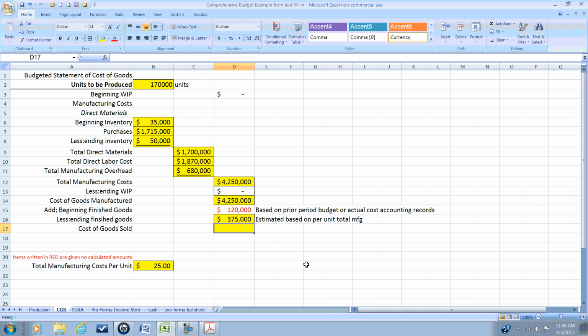So now we're going to use our standard cost of goods formula to solve from our inventory. We take our beginning inventory, we add in the cost of goods manufactured, subtract out the finished goods, and that gives us our cost of goods sold of $3,995,000.